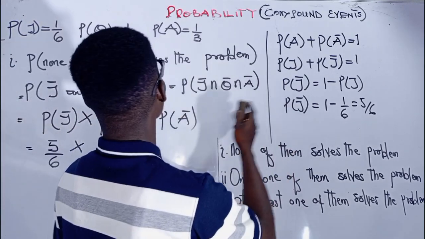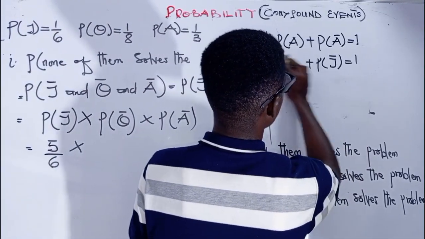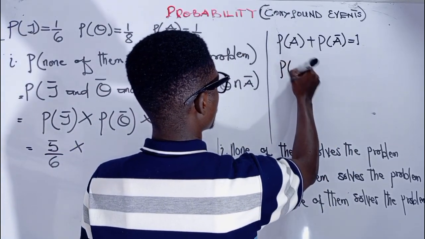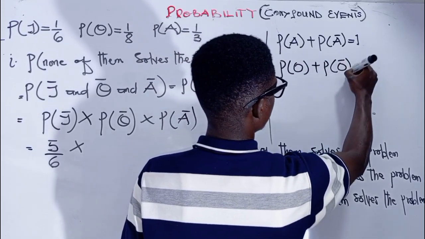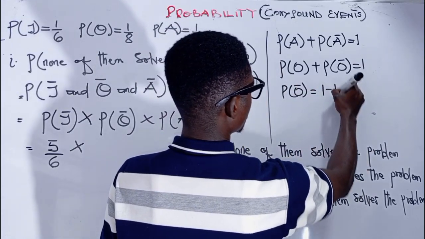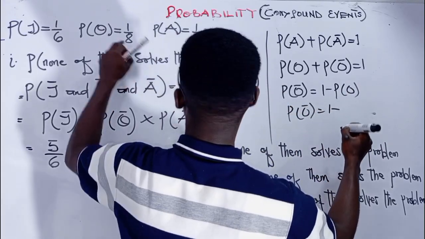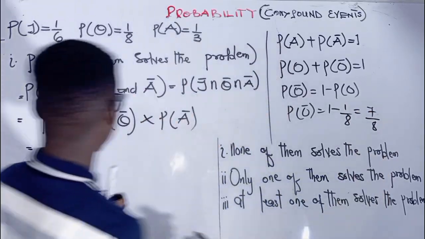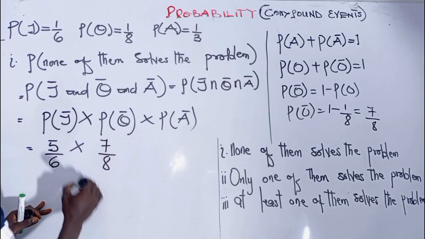Let's look at the probability that Okan too was not able to solve the problem. The probability that Okan was able to solve the problem plus the probability of its complement must give us 1. So the probability of its complement is equal to 1 minus the probability that Okan solved the problem. So we have 1 over 8, and that gives us 7 over 8. So the probability that Okan was not able to solve the problem is 7 over 8.